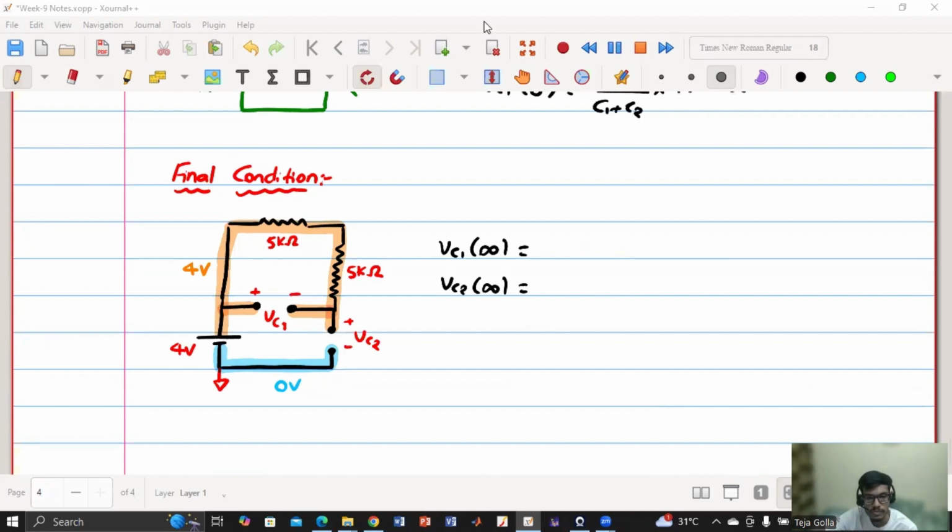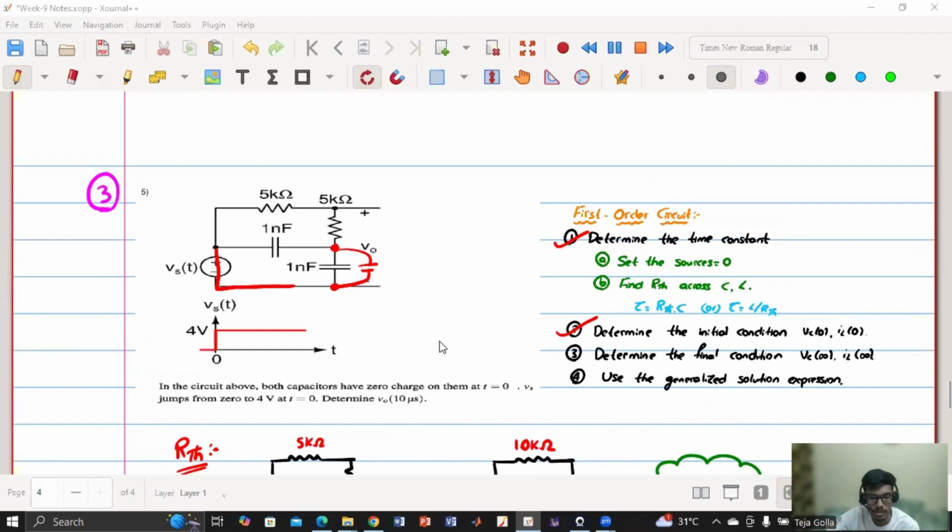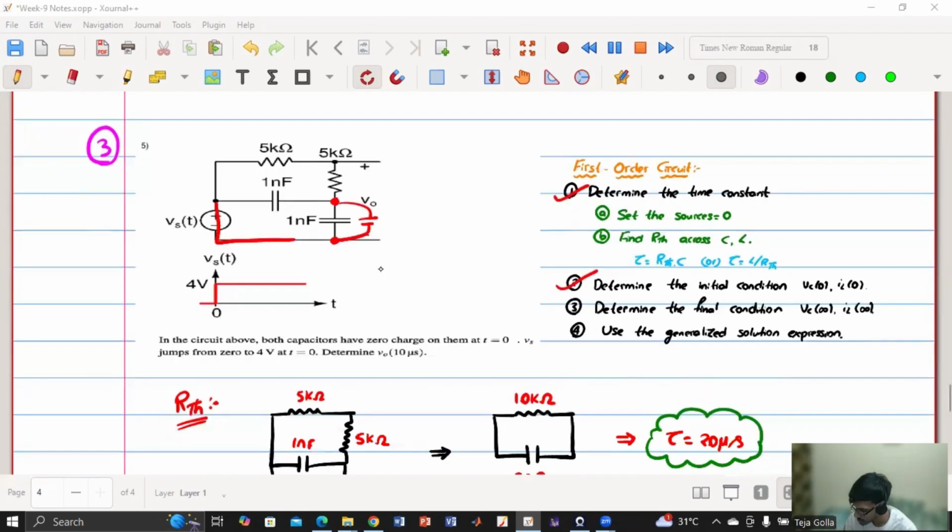we always consider one terminal, the load terminal, to be open, and then we look from that terminal. But here in this case, it's a little confusing. From which terminal we should look into? So you can say that we are looking at this terminal across the capacitor.